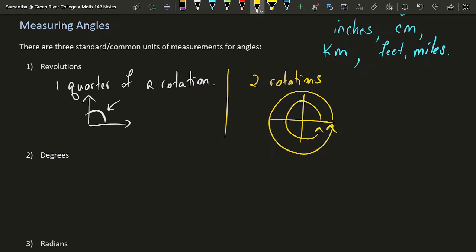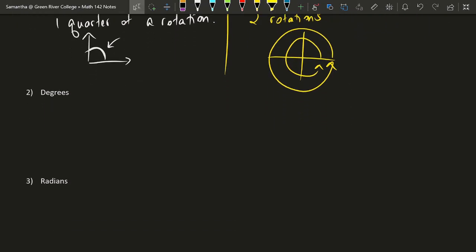Now, more common than that, and sometimes more convenient, is to specify an angle using degrees. The definition of a degree is that there are 360 degrees in one full rotation. And degrees are denoted by putting a little superscript circle on top of the number. This is the degrees symbol.